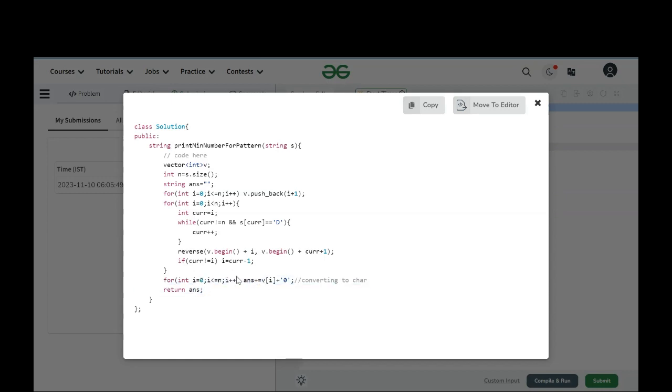At the end we can just push the answer, the v which we have. So basically we are doing all the changes dynamically in the vector v, which we have considered as 1 2 3 4 5 6 till n. So we'll be reversing that particular substring, and at the end we can just push all these integers to our answer by converting them to a char and return the answer. So I hope you're clear with this approach. Thank you.